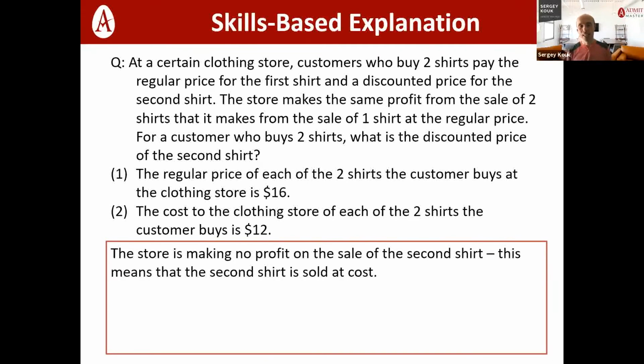Now, what this means is that the discounted price of the second shirt is actually going to be sold at the cost to us, the store, because we make no money from that second shirt. All right, so now with this insight, let's take a look at these statements and see which statement is going to help us understand what the discounted price is, which we know by now is equal to the wholesale cost to us, the store.